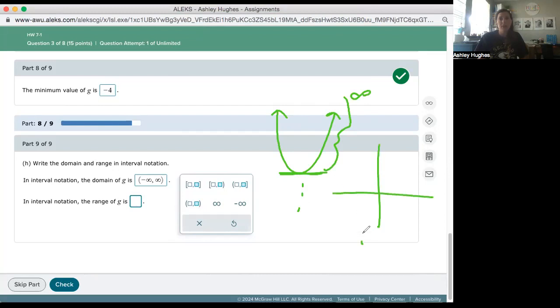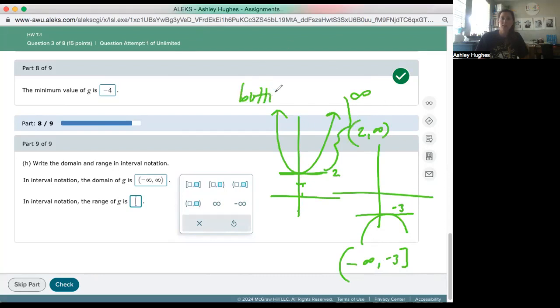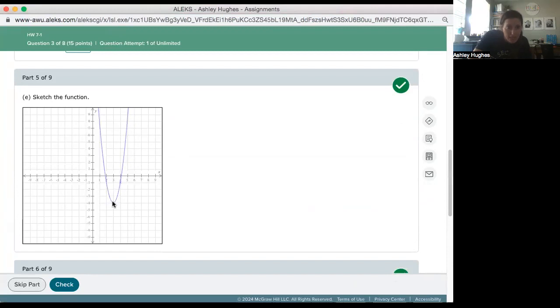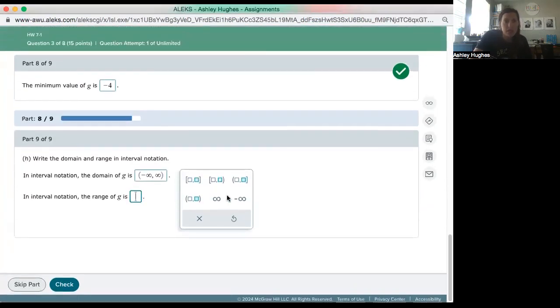If it opened down like this, like say it opened down and this point was negative 3 or something, then you would say from negative infinity to negative 3, including the negative 3. If you have something like this, say this was 2, then you would say this one starts at 2 and goes to infinity. So range is bottom to top. So for this guy, if we're looking at him, let's look back up. We know that it starts at negative 4 and it goes to infinity.